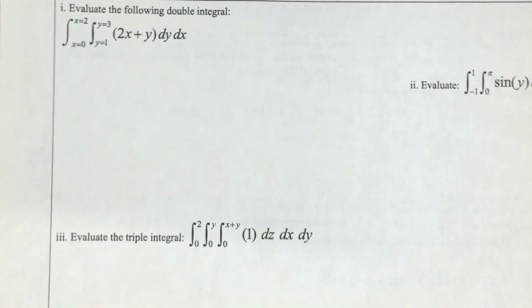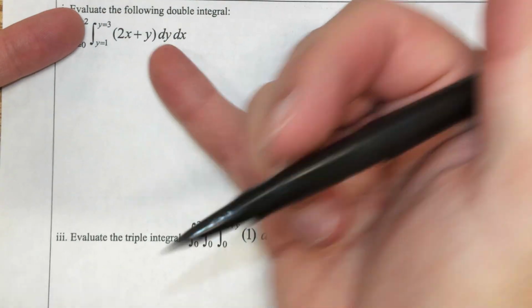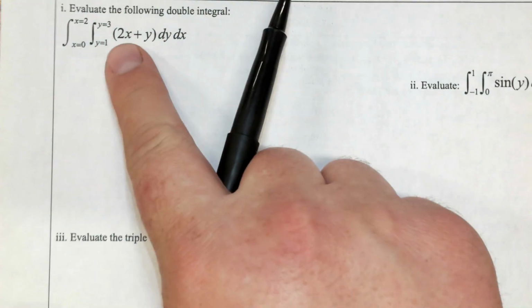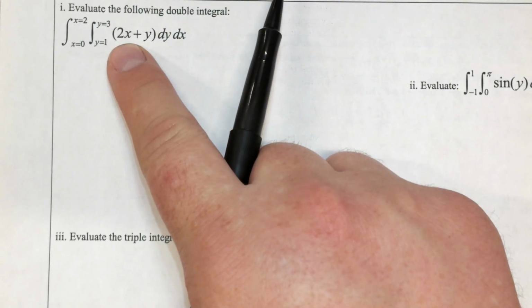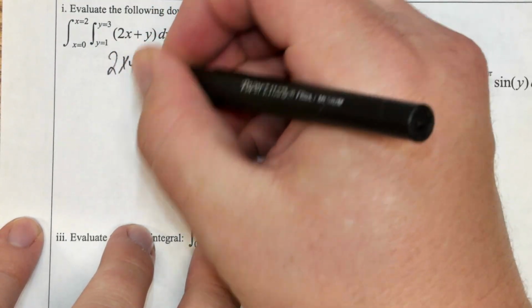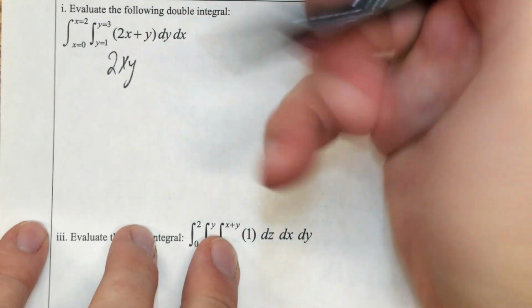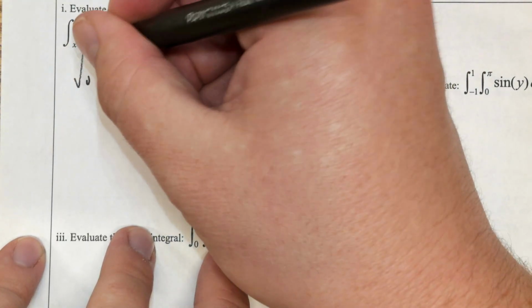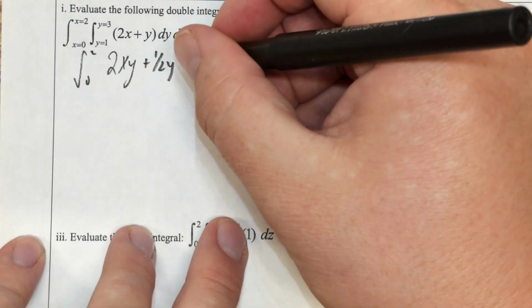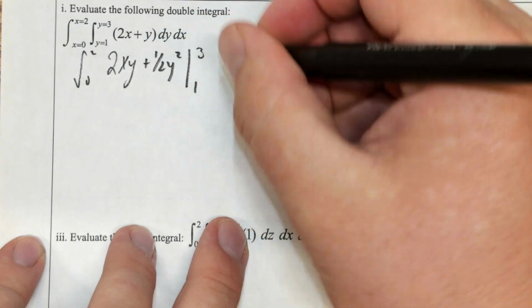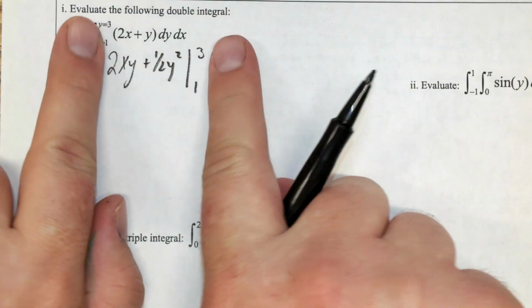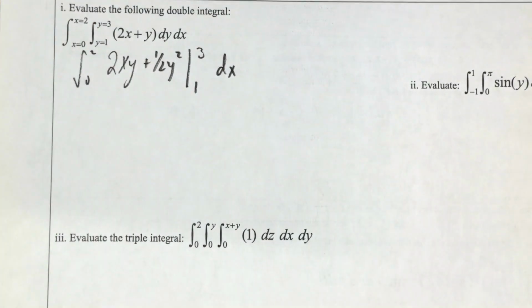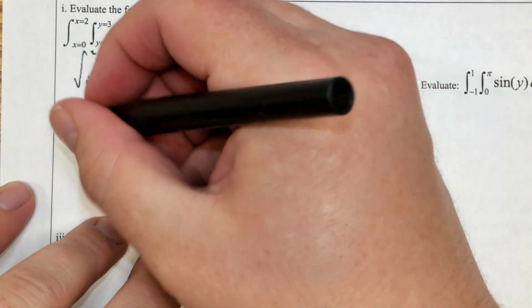I see dy first, and so that means if this first integral goes off of my y bounds. If this is not containing a y, it should just be treated as a constant, meaning this becomes 2xy. Meaning this becomes 1/2 y squared. You know how to integrate. And this is my antiderivative. And so I have to evaluate this antiderivative from 1 to 3. And all of that will take place inside this dx block.